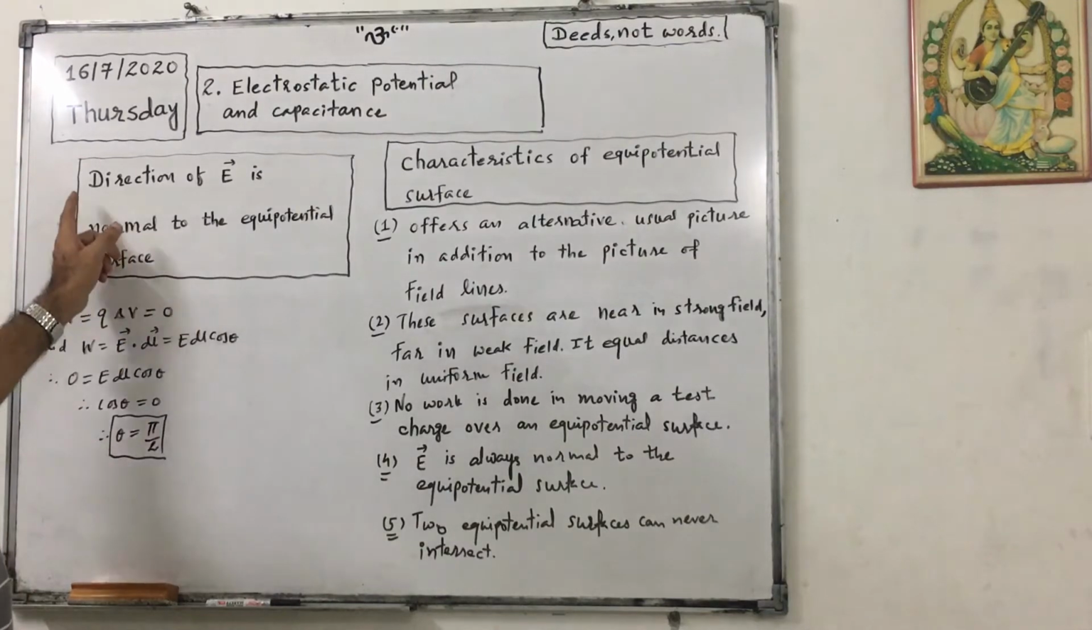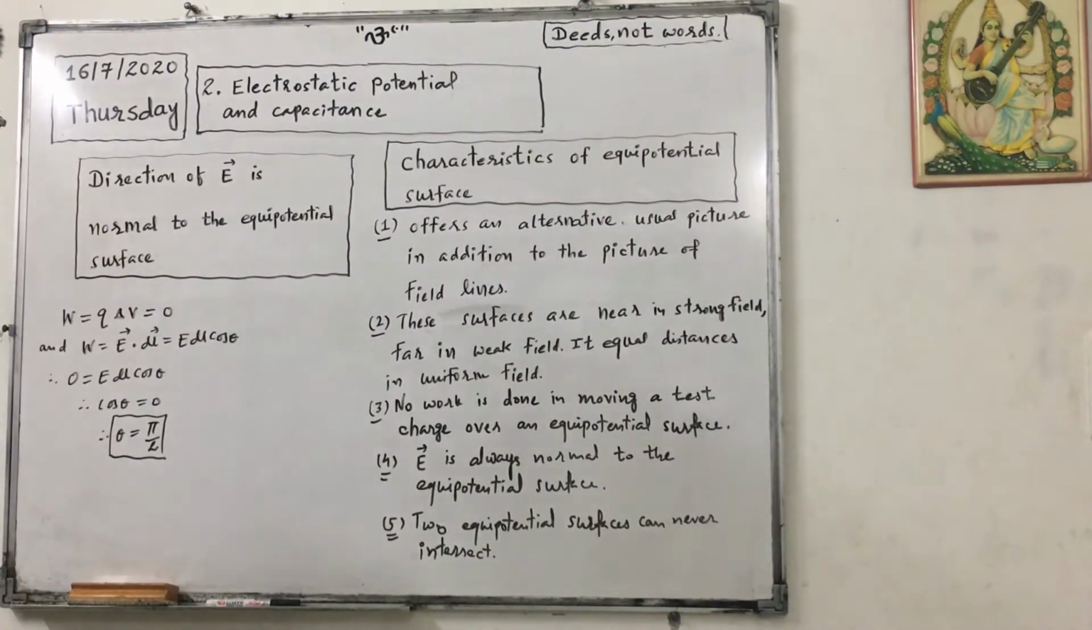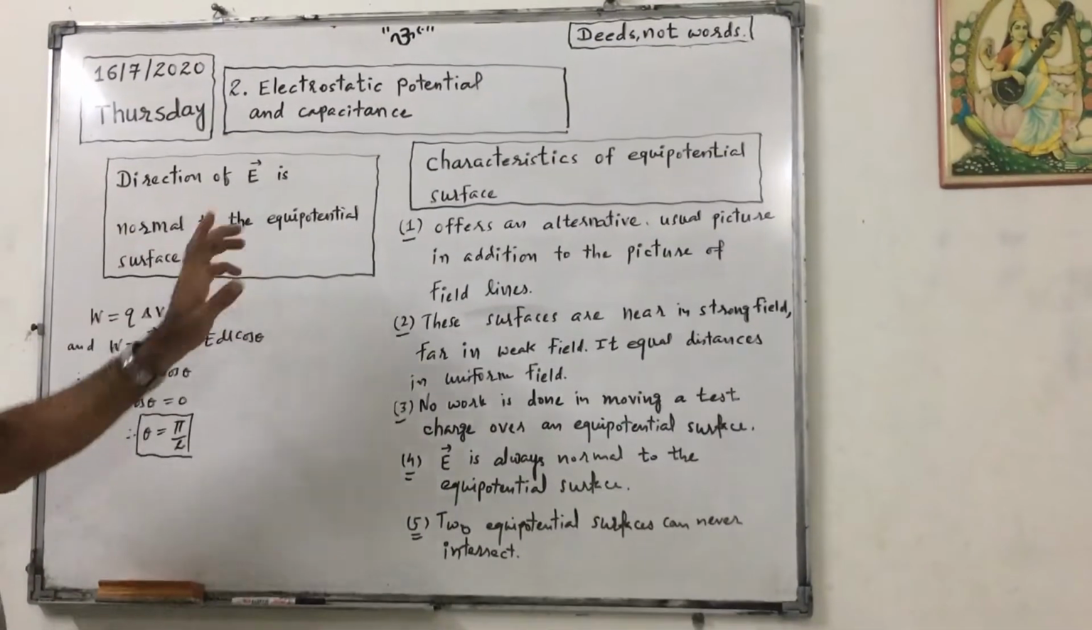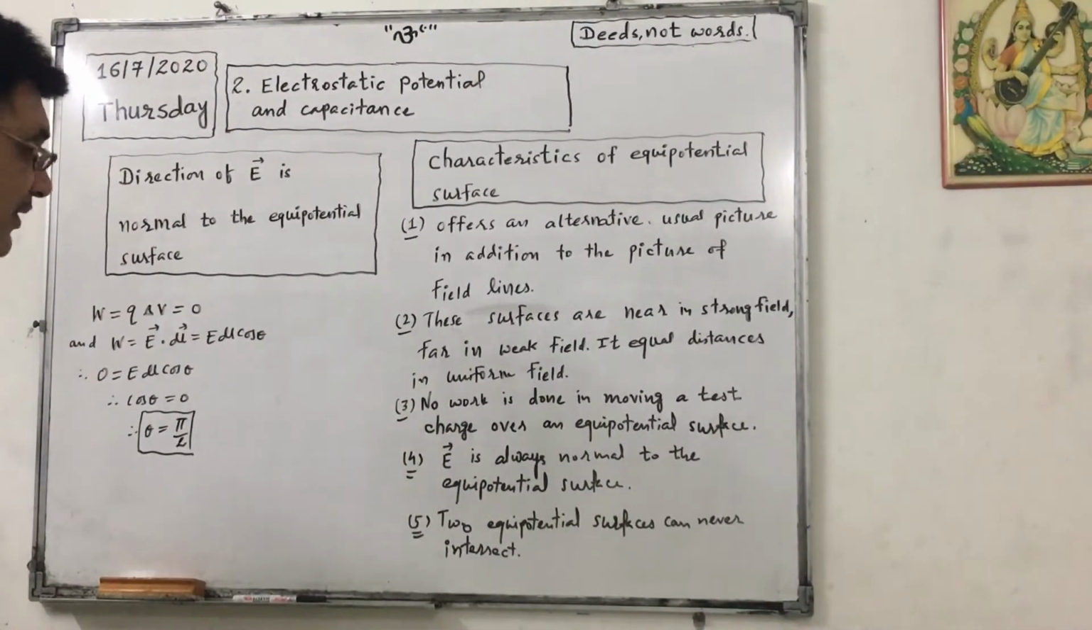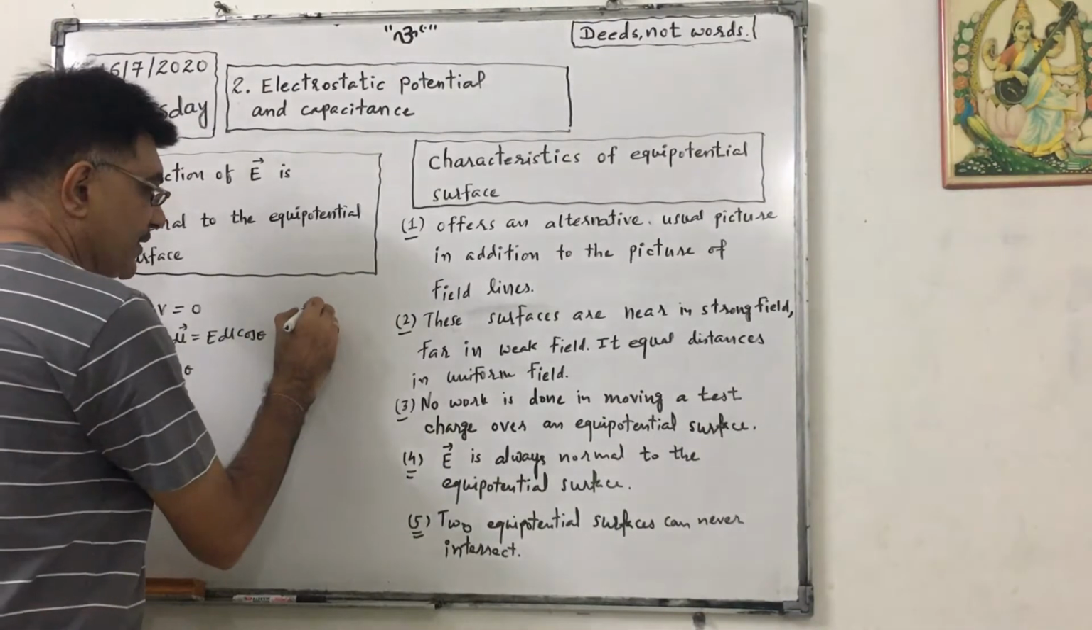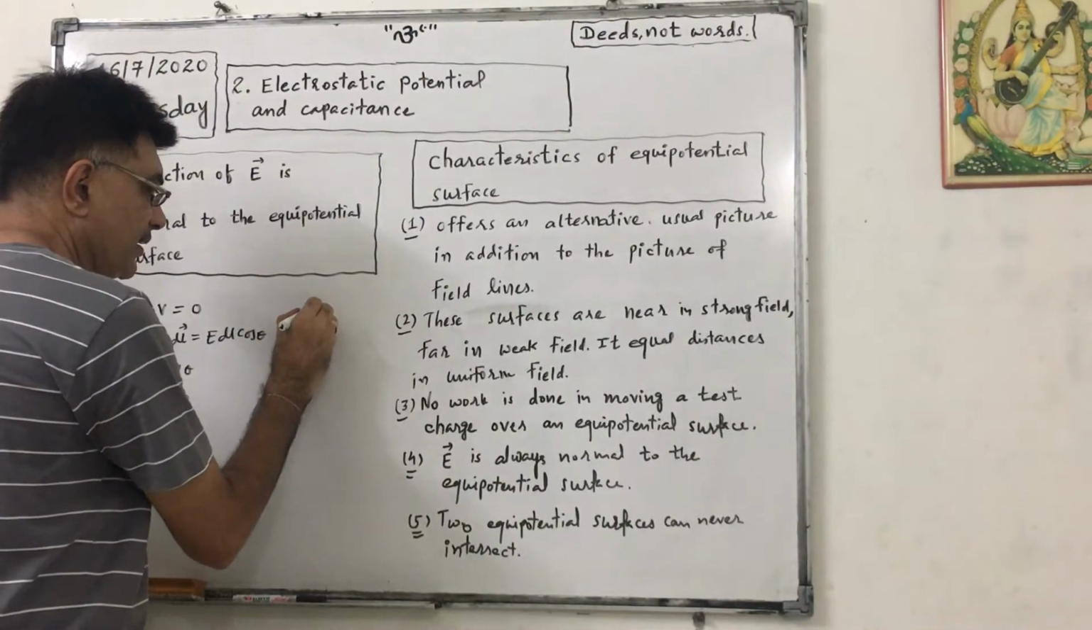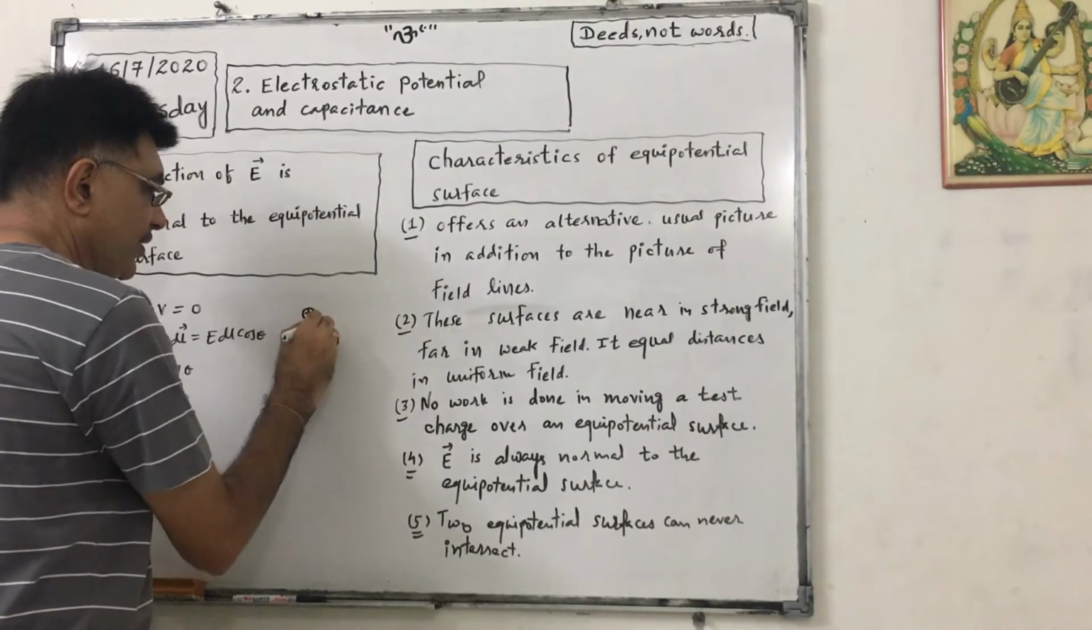So we have to show that direction of vector E is normal to the equipotential surface. That we have already mentioned yesterday. Suppose this is a unit positive charge, this is a point positive charge, okay, Q.